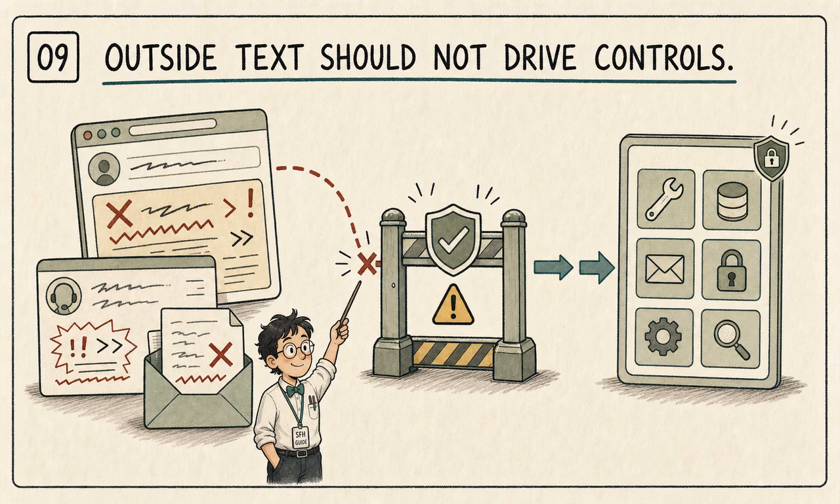You can still connect tools, just treat outside text like outside text. Keep powerful tools narrow, validate inputs on the server side, require confirmation before irreversible actions. Show the human what will happen before it happens. Random text from the internet, an email, or a ticket should never drive the controls by itself.